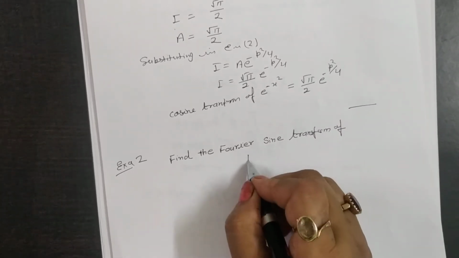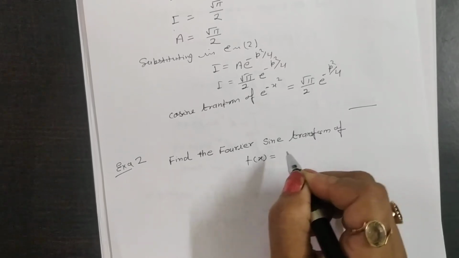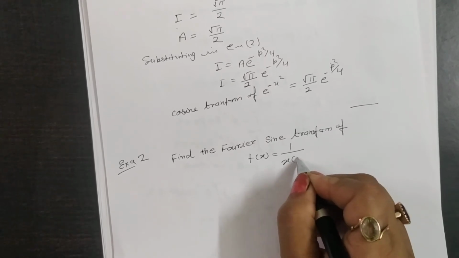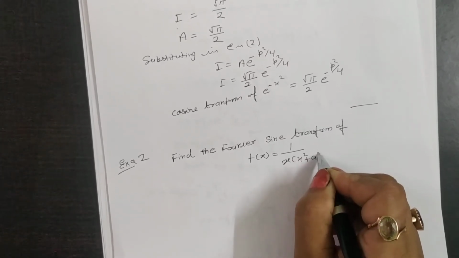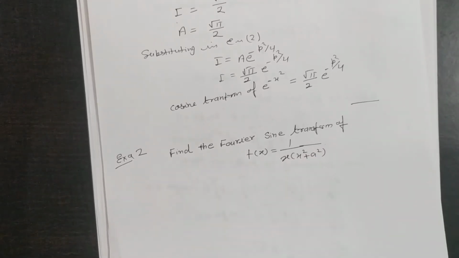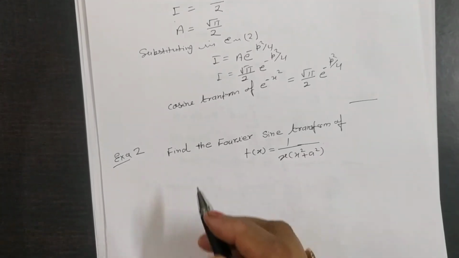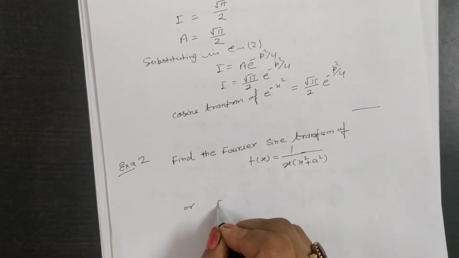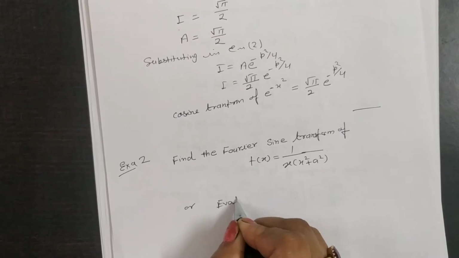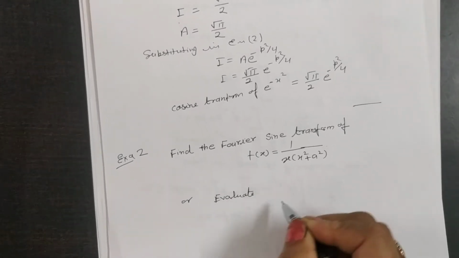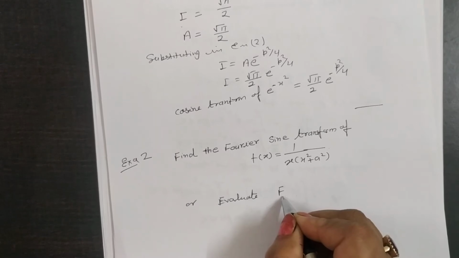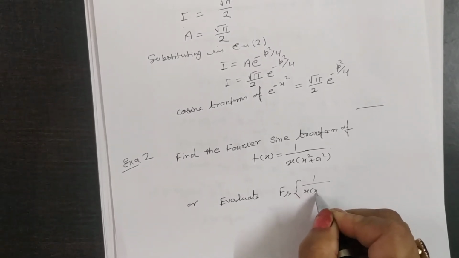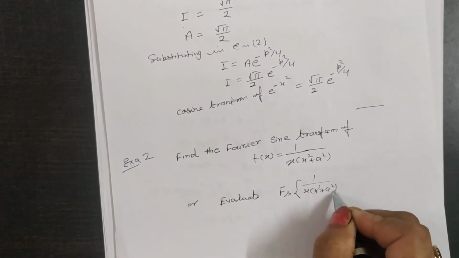The question is given as f of x is 1 by x into x square plus a square. The question is this one. This question can also be written as: evaluate F_s, the sine transform of 1 by x square plus a square.